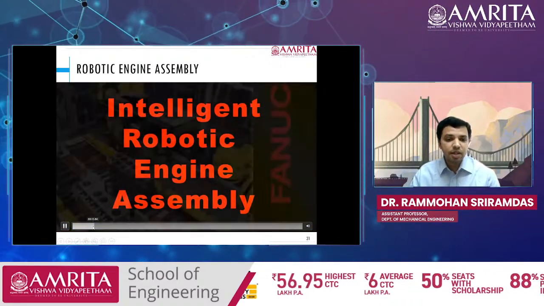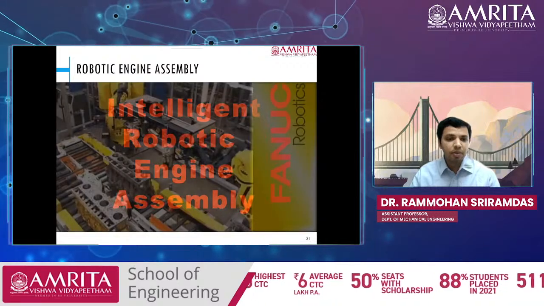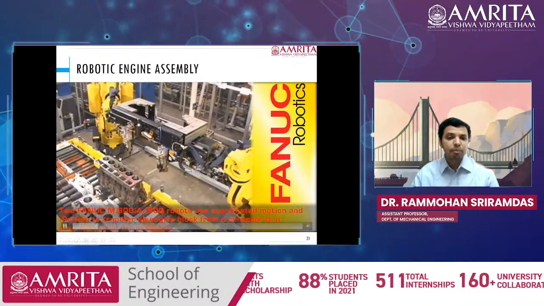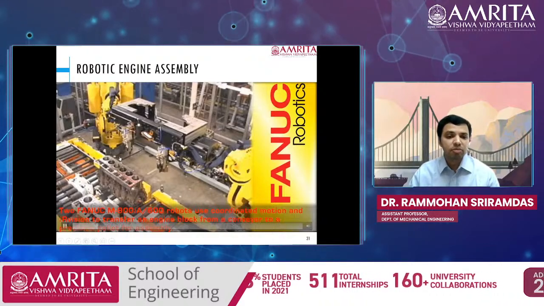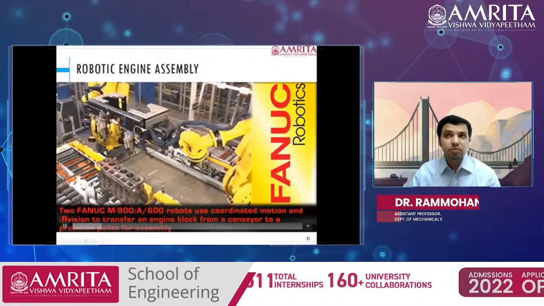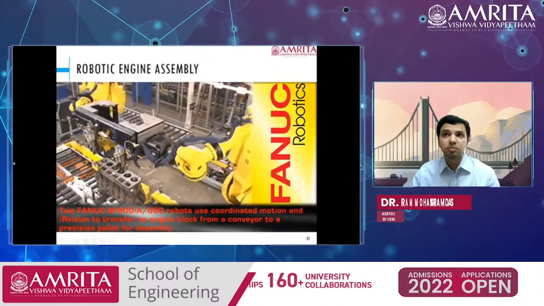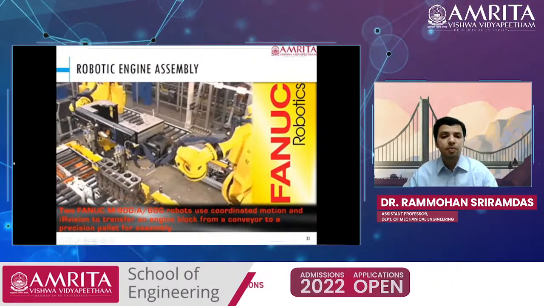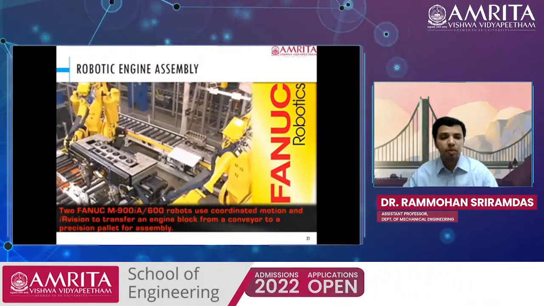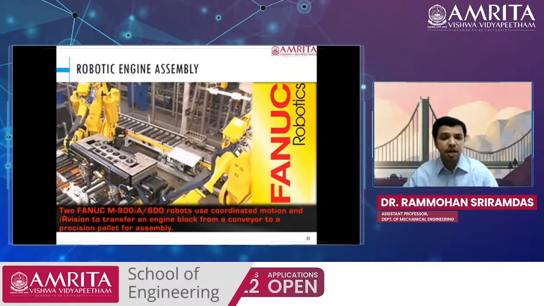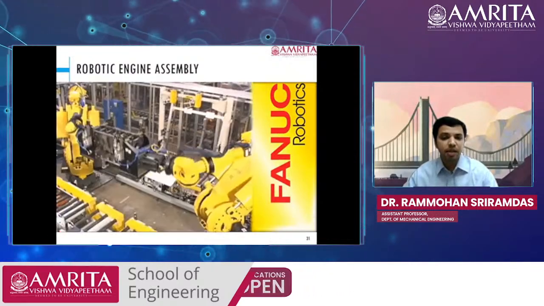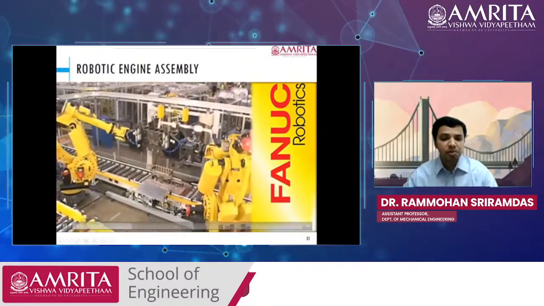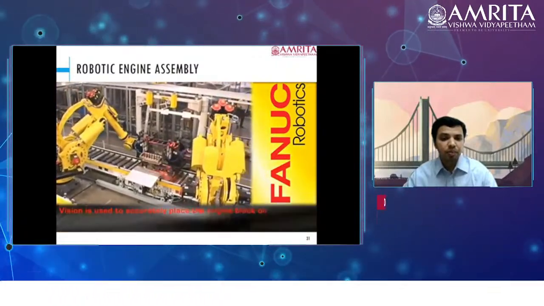So here you see there is a huge block. Two Fanuc Robotics M900IA 600 robots use IR vision and coordinated motion to transfer an engine block from a conveyor to a precision pallet to begin the engine assembly. So they are moving this entire engine block onto an assembly location, where the engine block is accurately placed onto a precision pallet using IR vision.